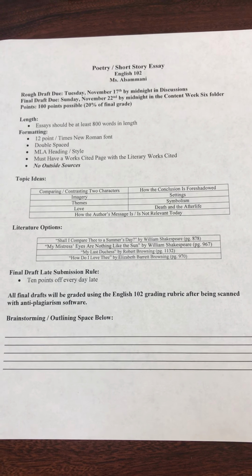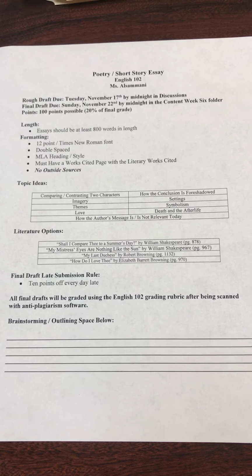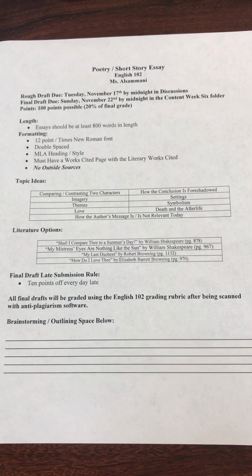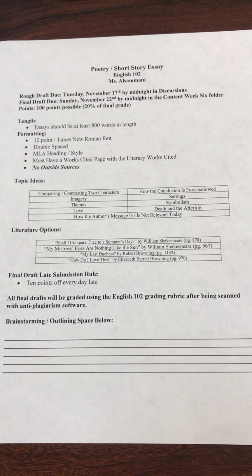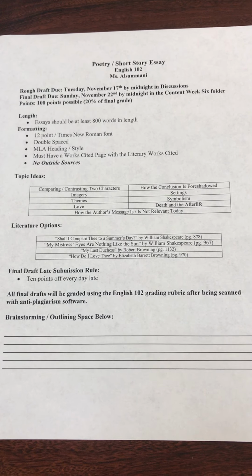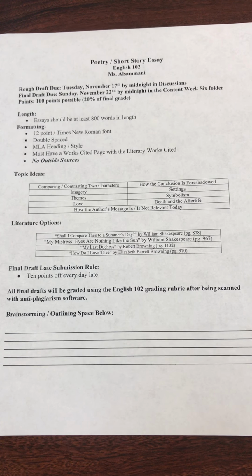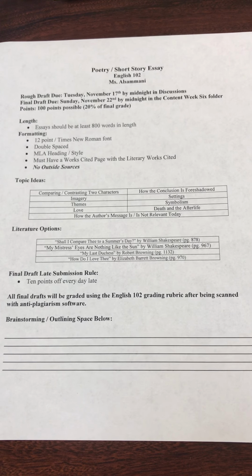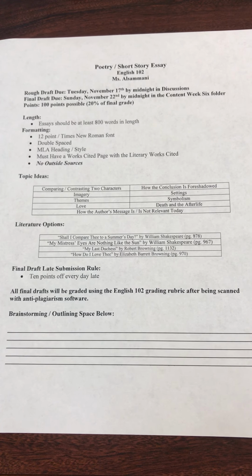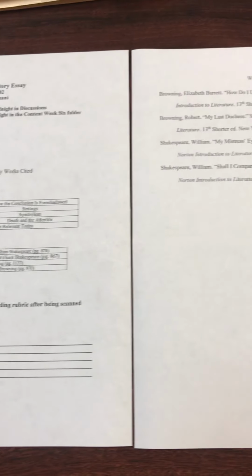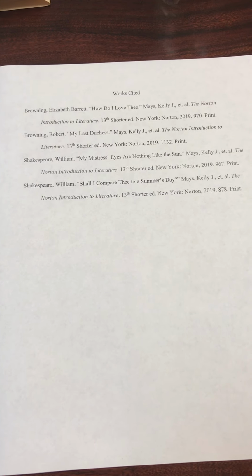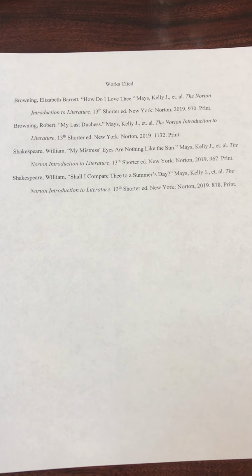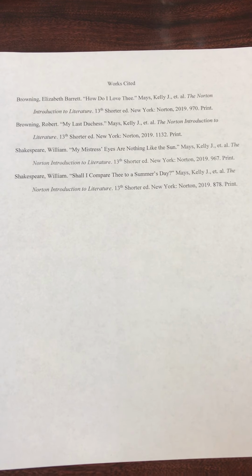This essay is worth 20% of your final grade, and essays should be at least 800 words in length. The formatting is 12-point Times New Roman font, double space with MLA heading and style. And I want to remind you that for MLA, the best example for the heading is page 161 in the Little Seagull textbook. You have to have a works cited page with the literary works cited, but I'm going to show you the second page of this topic sheet. I've already done the citations for you. So depending on which literature you write on, you would copy and paste that citation for your works cited page. And these citations do count towards your word count as well.